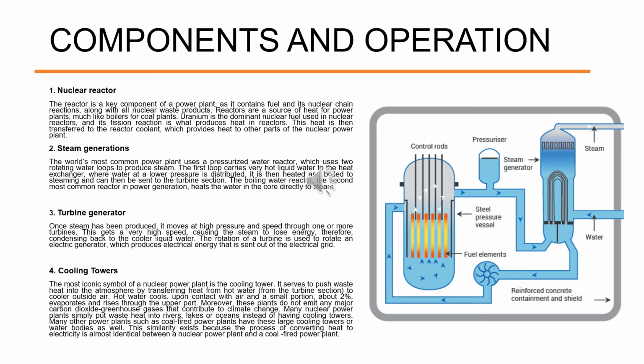Number three is turbine generation. Once steam has been produced, it moves at high pressure and speed through the turbine. The rotation of the turbine is used to rotate an electric generator which produces electricity. Number four, cooling tower. The cooling tower is the most iconic symbol of a nuclear power plant. It serves to push waste heat into the atmosphere by transferring heat from hot water to the cooler outside.